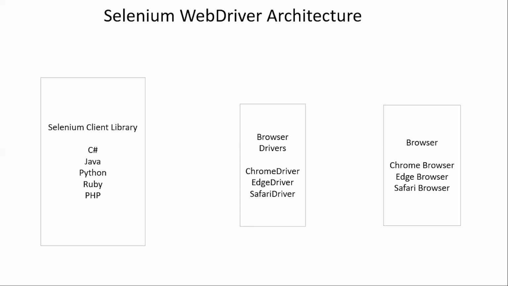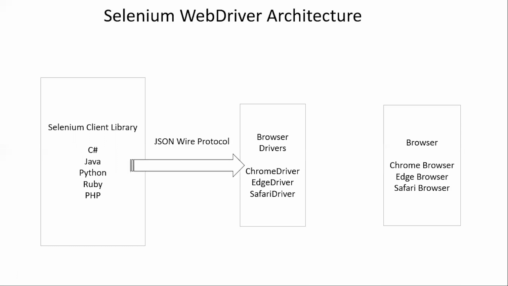So every browser provides an executable file which we call a browser driver instance. Some of them are ChromeDriver, EdgeDriver, SafariDriver. Like for every browser, you will have one executable file. Then Selenium sends the command to these executable files using the JSON Wire Protocol.